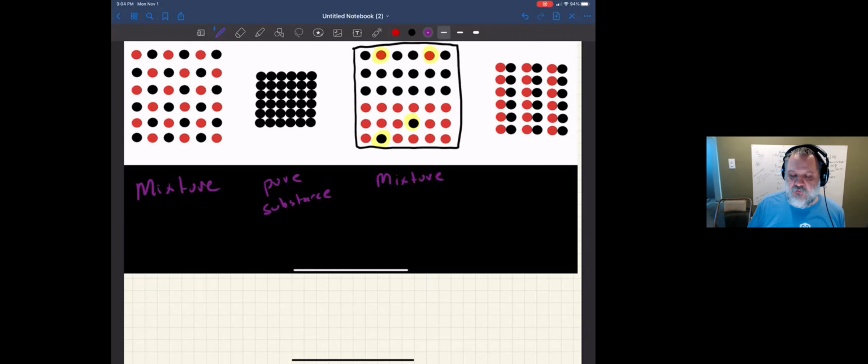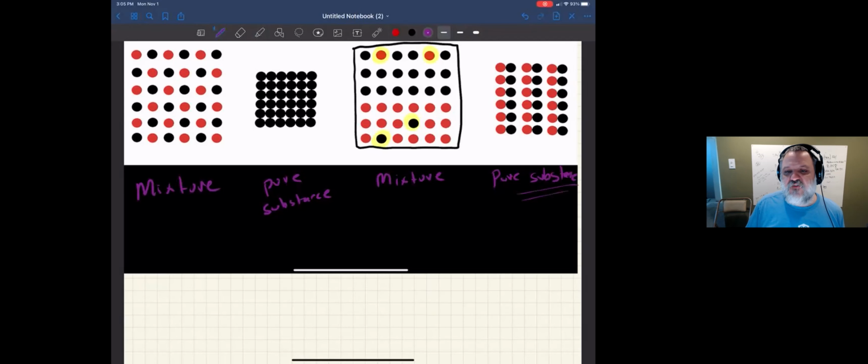What about the last one? Well, what we have in this case is a collection of particles, and the particles consist of red dots next to black dots. And so the unit that is the particle is actually a red dot connected to a black dot, or they're bound together is another way to say it. So these are not mixed together, they're connected together, and that still means that they are a pure substance.